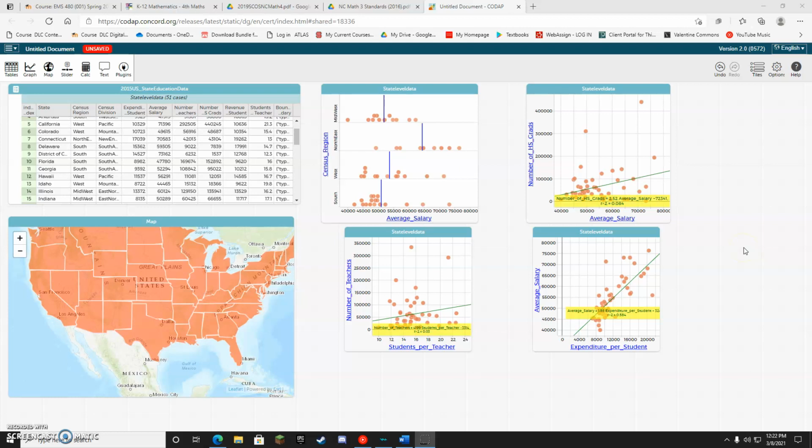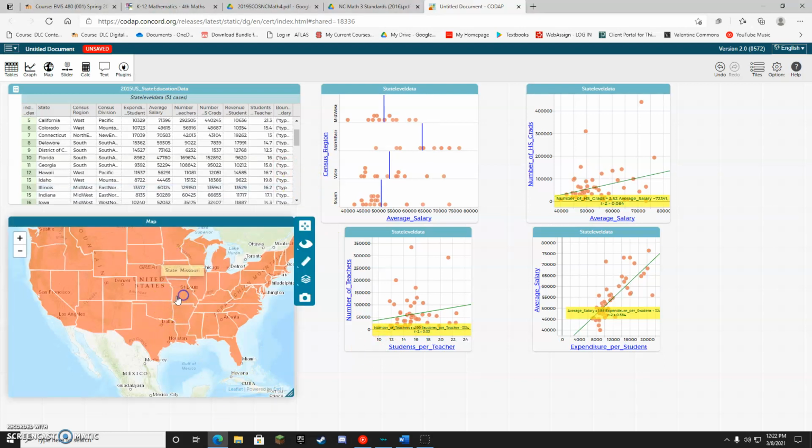NC.M4.SP.1, which is a Math 4 standard, which reads, create statistical investigations to make sense of real-world phenomena. So, this is real world phenomena. It basically analyzes different states where they are in the US and expenditure per student, average salary, all these things, number of grads, and it also gives you a nice little map. So you can click and it'll highlight the data.